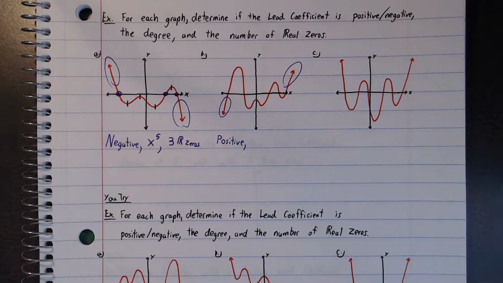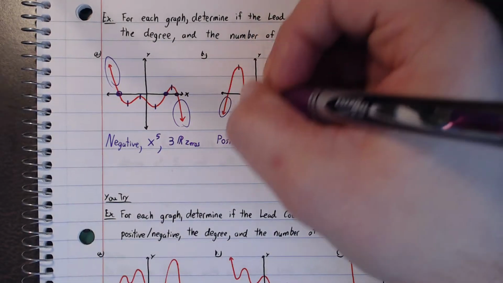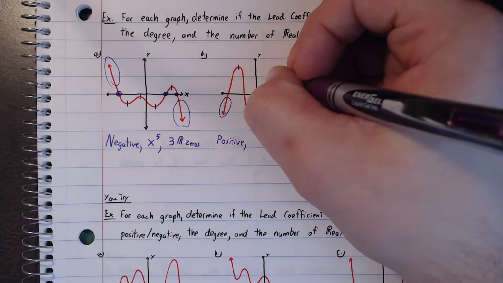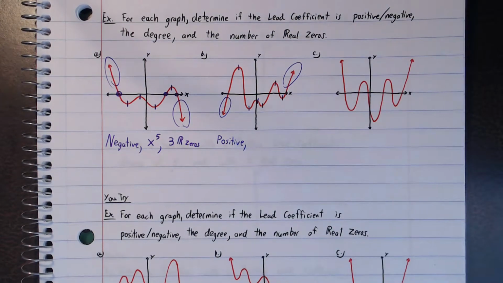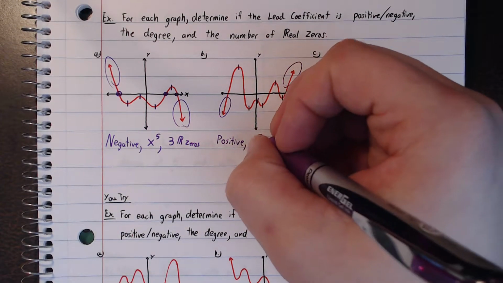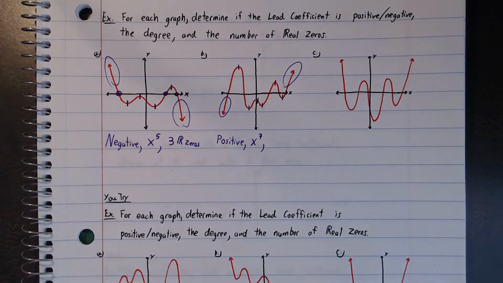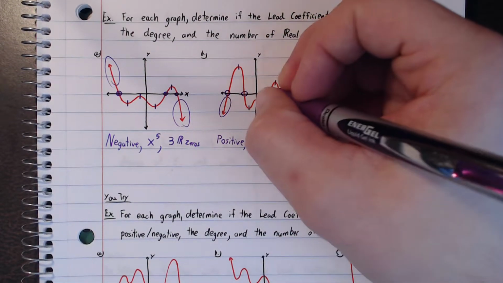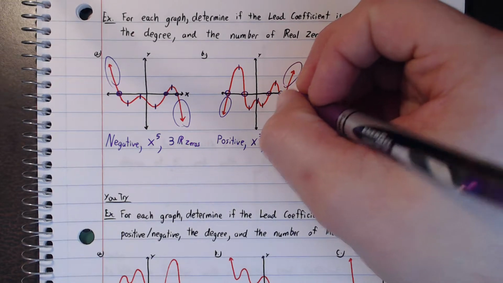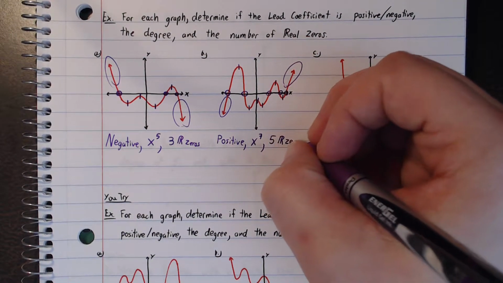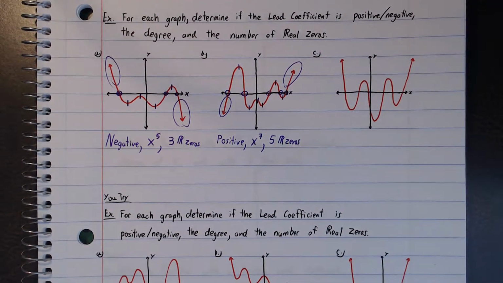I'm going to now start checking out my turning points. I have 1, 2, 3, 4, 5. Looks like 6 turning points, so I need one more for my degree. That would be x to the 7th. And then how many times does it cross the axis? Crosses 1, 2, 3, 4, 5 times, so that's 5 real zeros. Once you get the hang of these, they're actually kind of fun.